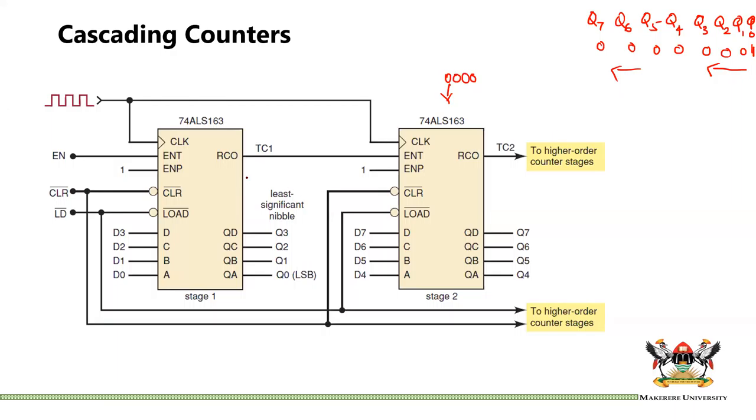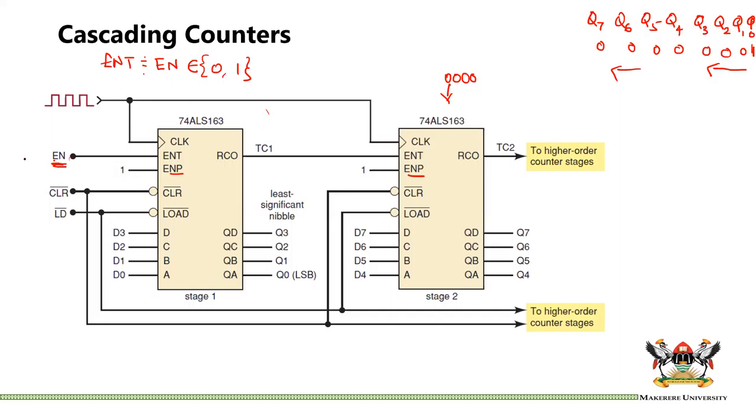The other thing that they've done here is to say that ENP is always 1. We know that ENP is always 1 if we want to count. However, ENT is called EN here. And when we want to count, we want it to be one. But if we want, for instance, to control the RC node, then we can make it zero. And we can also, if we want to stop counting but keep it at that state, make it zero. So ENT, which is represented by EN, can be either zero or one.